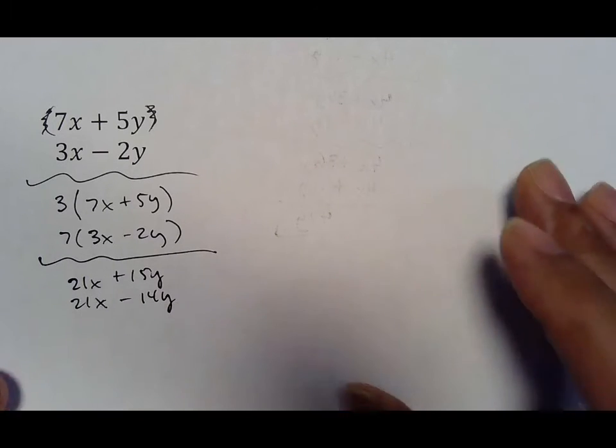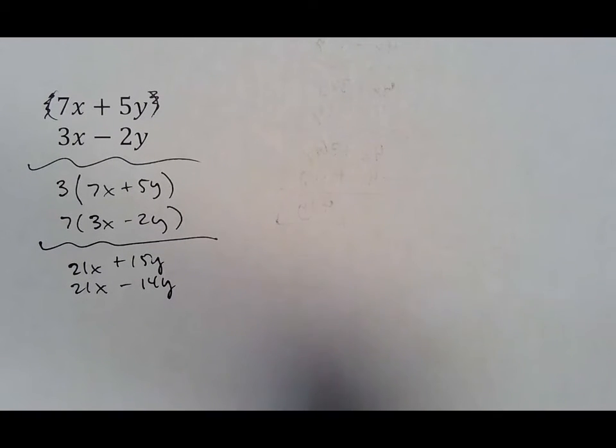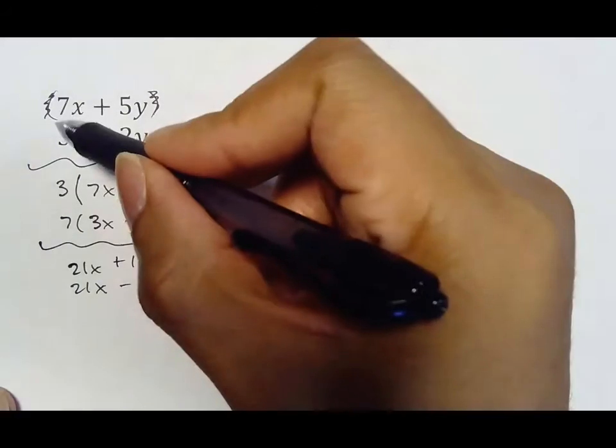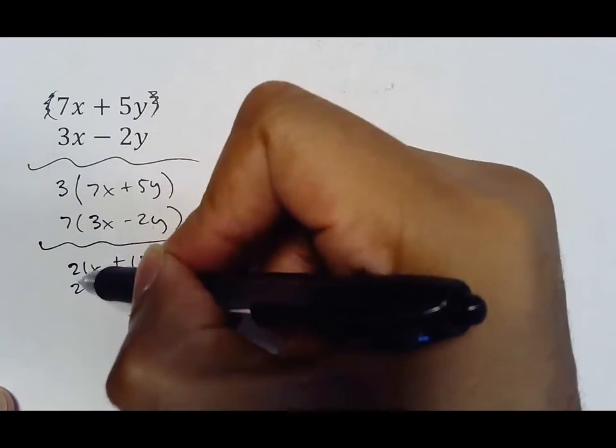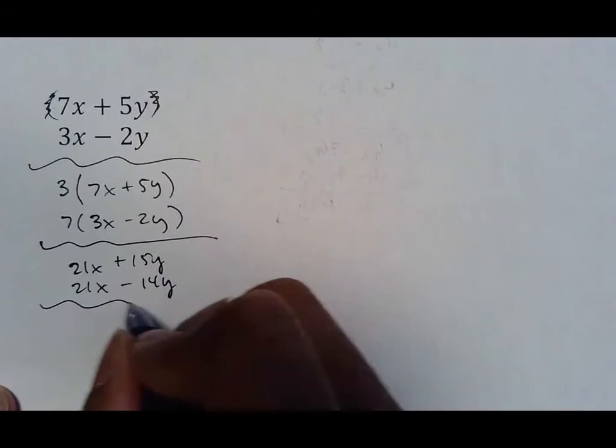But notice how we now have the same x. The steps are very, very repetitive. The steps are very boring, but the steps work every time. Multiply a number to the top to make this 21. Multiply a top number to the bottom to make the bottom number 21. Guess what we do now?